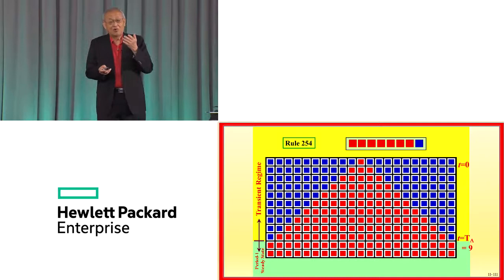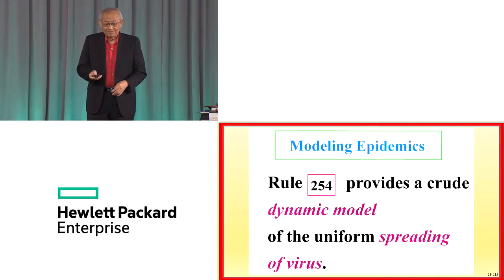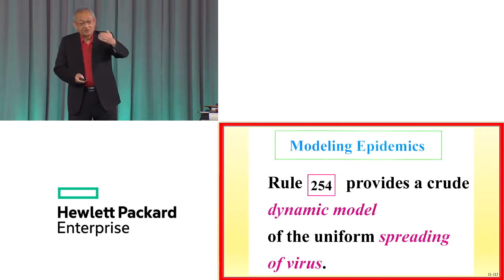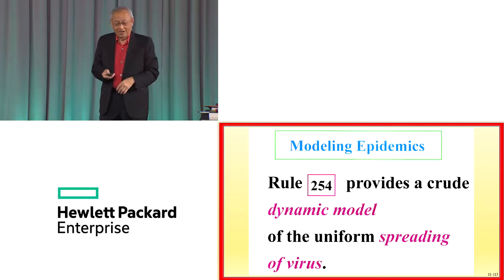And now, in fact, we can also argue that 254 can be a crude model of the spreading of a virus from a single virus in a city, it starts to spread. So this rule has an interesting mundane application as well. Let's go to the next rule, 250.